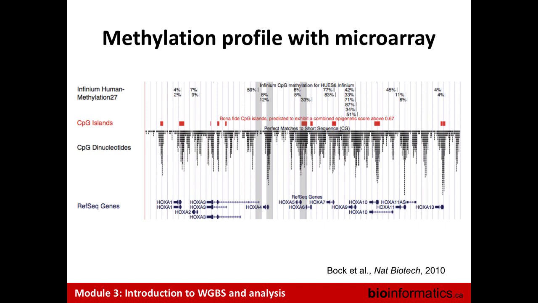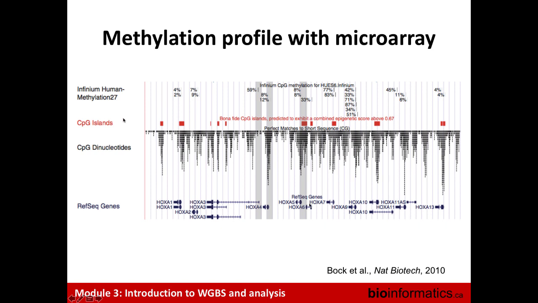So here's a figure from a relatively old paper, but it's nice because, as you'll see, it shows side by side the different technologies. This is an older array that's looking at only 27,000 CpGs. That one is not very dense. This is a plot from the UCSC browser, which you saw a little bit yesterday. It's looking at a particular region, I guess the Hox cluster. So you see that here you've got quite a number of CpGs, and they tend to cluster as islands, in terms of even more dense regions with CpGs. These are labeled now in red.